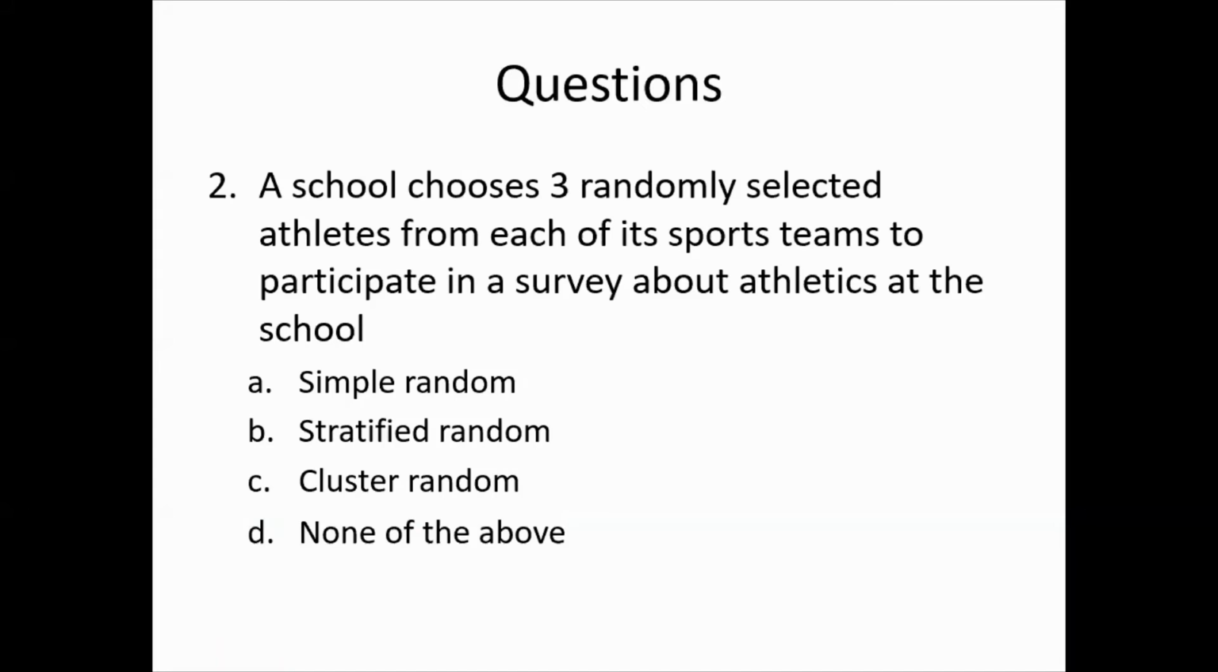A school chooses 3 randomly selected athletes from each of its sports teams to participate in a survey about athletics at the school. Is it A, simple random? Is it B, stratified random? C, cluster random? Or D, none of the above? Let's see your answers. A school chooses 3 randomly selected athletes from each of the sports teams to participate in a survey.